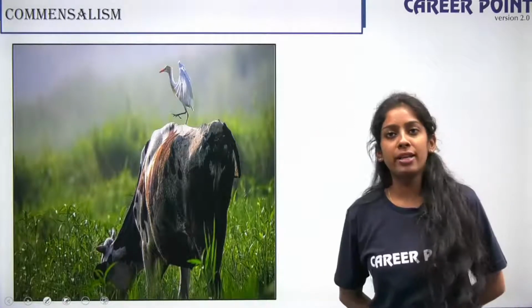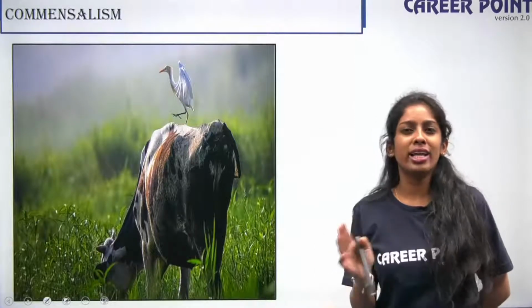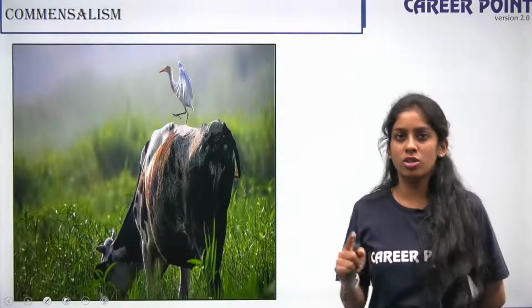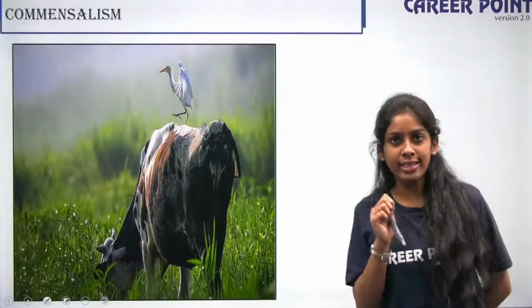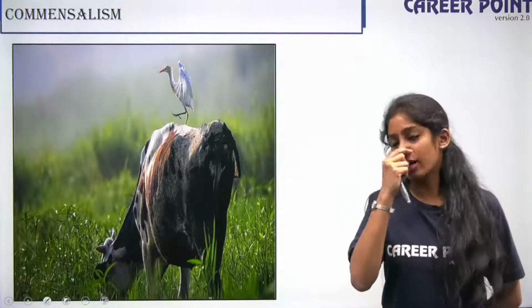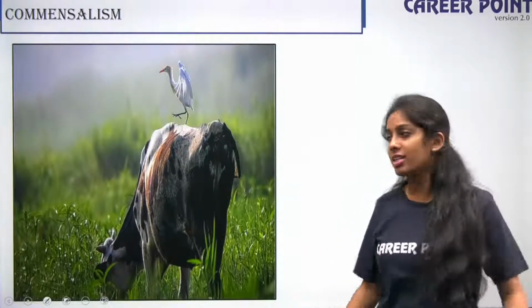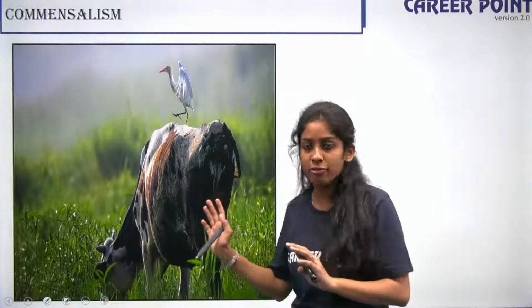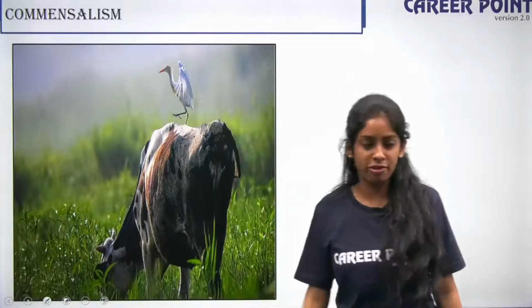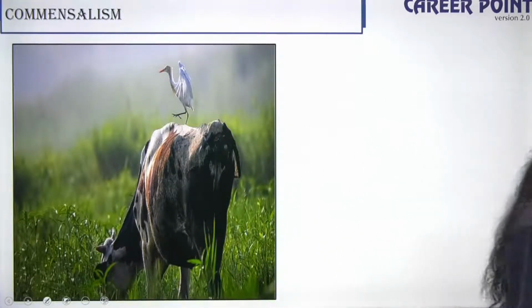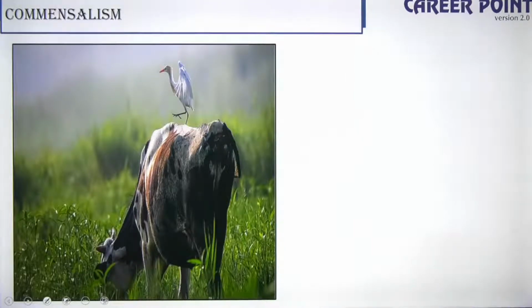So, what will happen here? Your egret finds it very difficult to find insects. So, when it sits on a cow, the cow is eating the leaves, right? Here and there, when it comes across an insect of its interest, it will start eating. So, here the cow is neither harmed nor benefited, but only your egret is benefited, right? So, this is also an example of commensalism, okay? Yes?